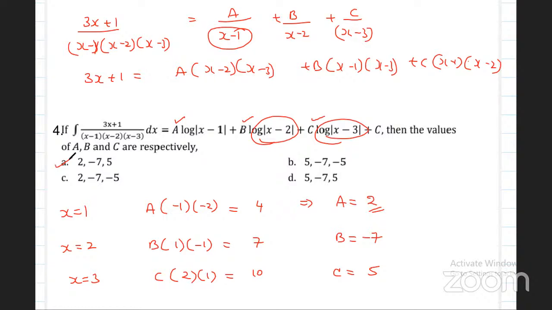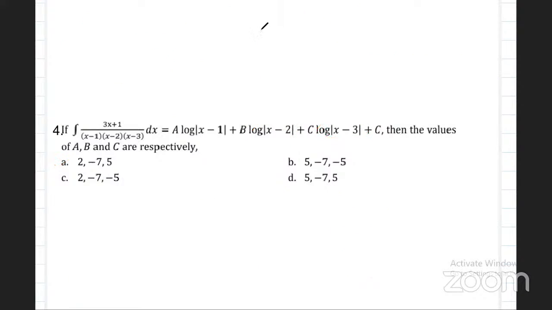In any way, whichever method you are comfortable with, this question is answerable, not too difficult. Just because there is an integration doesn't mean you have to integrate. It can be done without. We understood that we get 2, minus 7 and 5, so option A is the right one. Let's go to the next one.